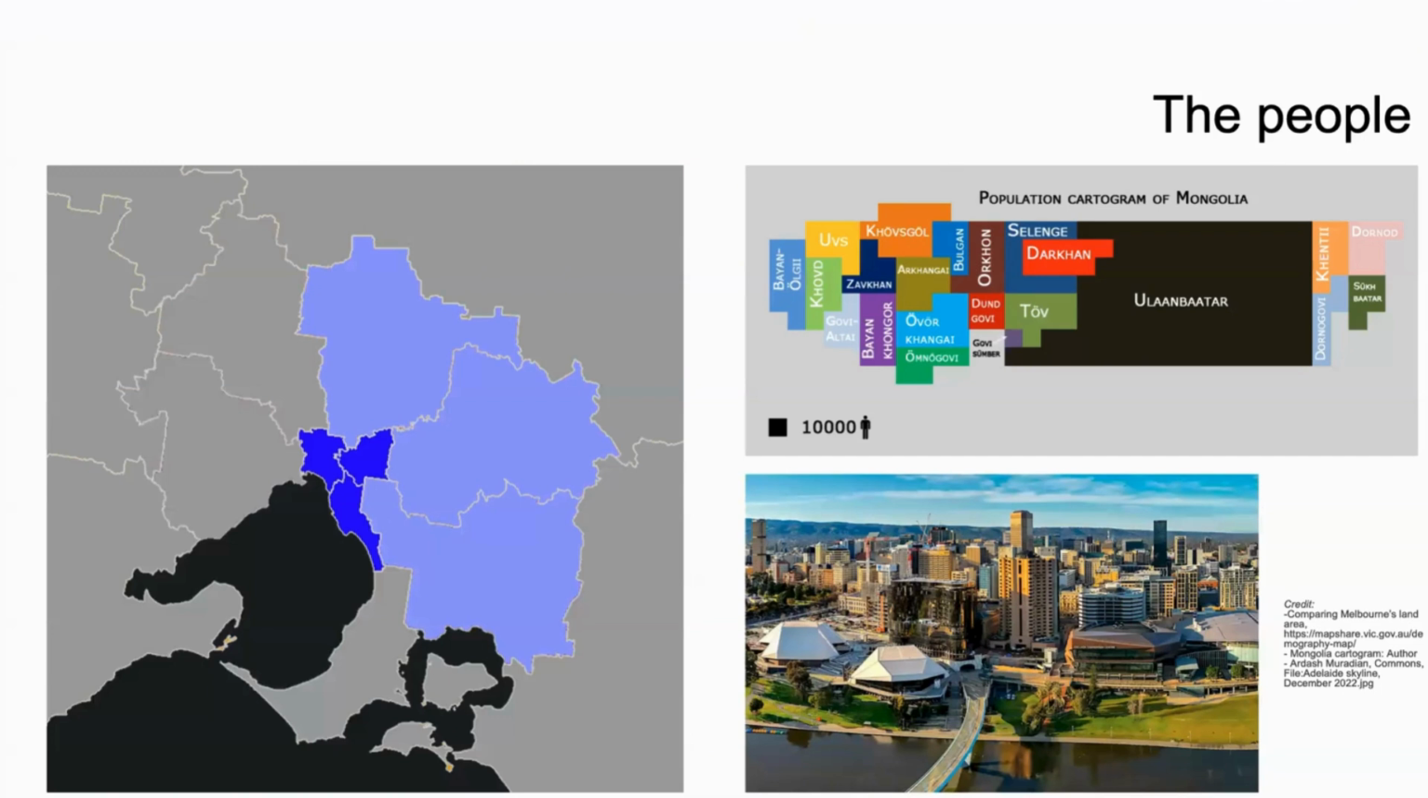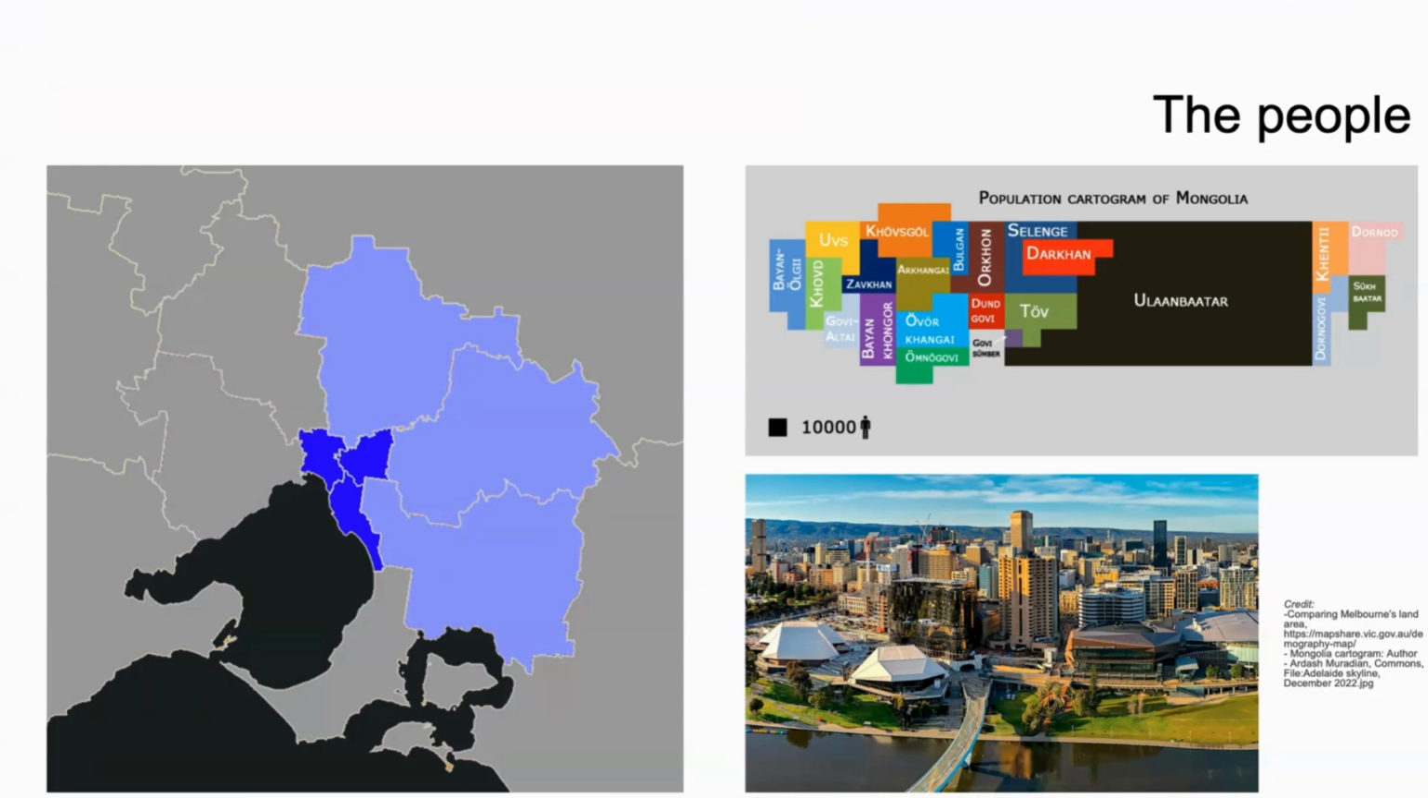So what about the people? It's a big country. I believe it's 16th in the world, but population-wise, it's tiny. It's actually smaller than where I live right now, which is Melbourne. So this image on the left is basically Melbourne divided into, what is it called, statistical areas.